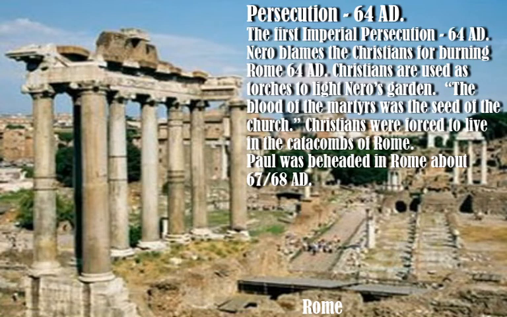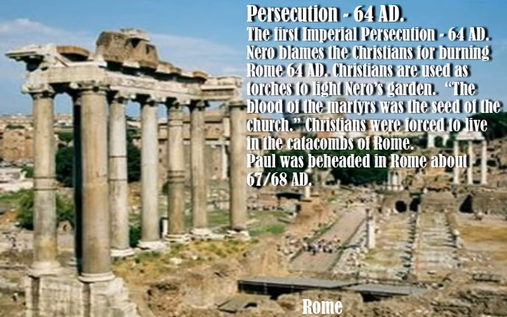A key event in church history is the beginning of the persecution of Christians in 64 A.D. This is the first imperial persecution. Nero blames the Christians for the burning of Rome in 64 A.D. And Christians are used as torches to light Nero's garden.